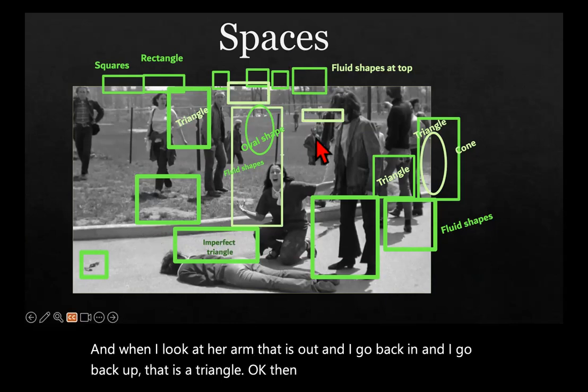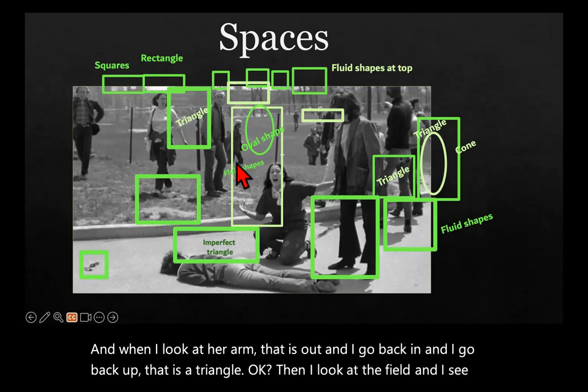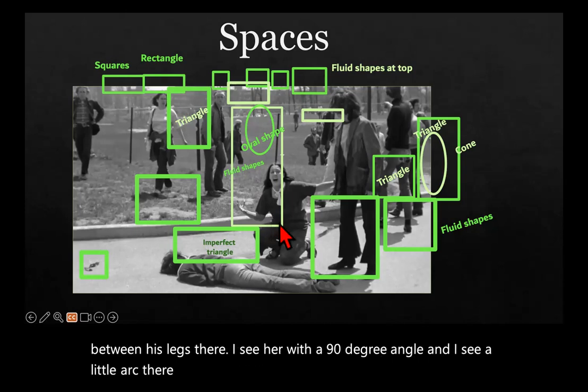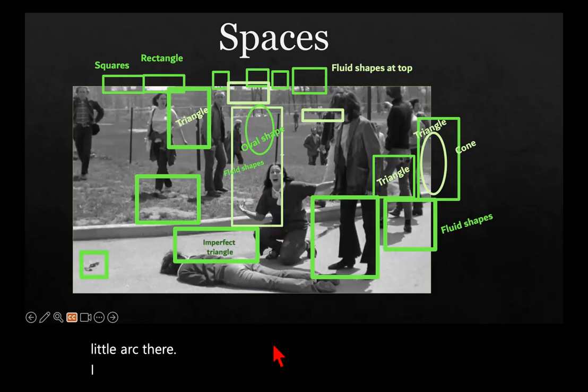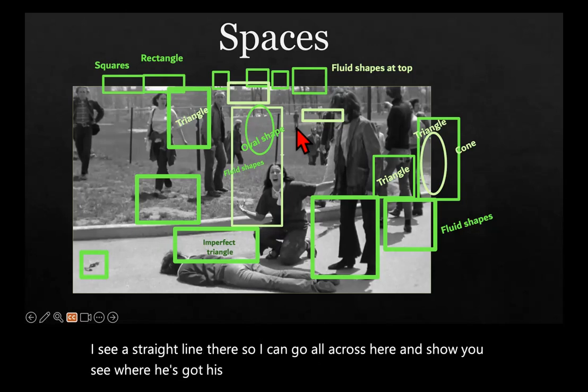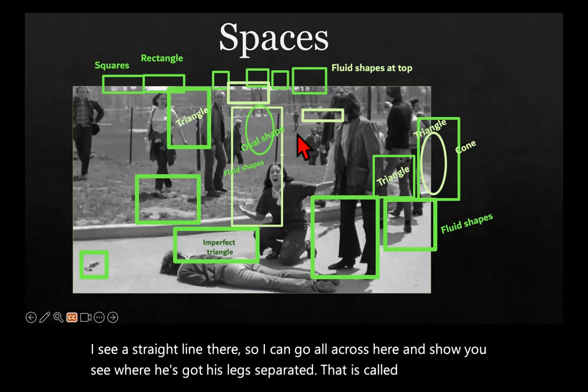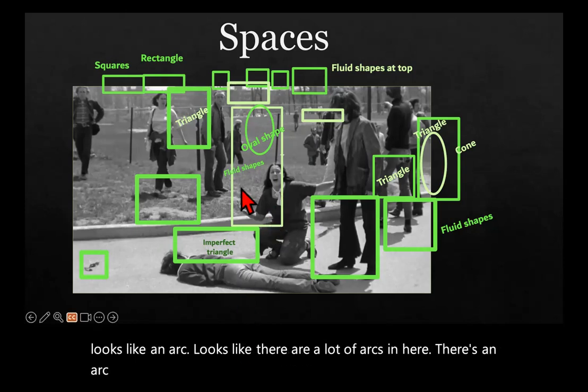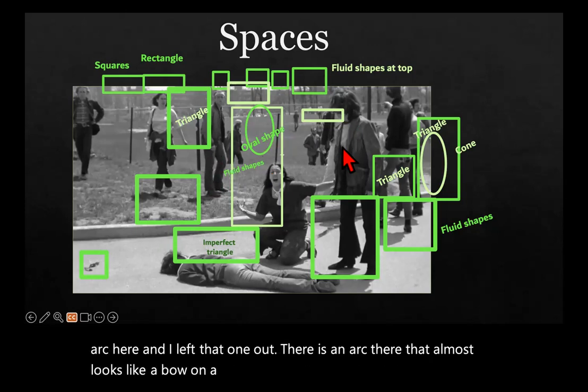Then I look at the field and I see a V between his legs there. I see her with a 90-degree angle and I see a little arc there. I see a straight line there. I can go all across here and show you, see where he's got his legs separated? That is called space, and it looks like an arc. Looks like there are a lot of arcs in here. There's an arc here, and I left that one out. There's an arc there that almost looks like a bow on a bow and arrow.